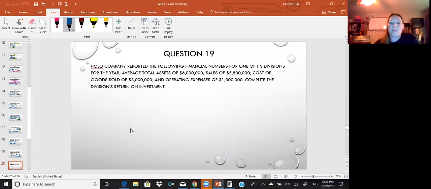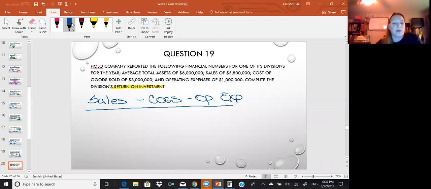19. Oh, this is just a ratio. This is just a formula. We want to do return on investment. So return on investment is sales minus cost of goods sold minus operating expenses divided by our average total assets. Because we want to figure out how hard the assets are working for us.